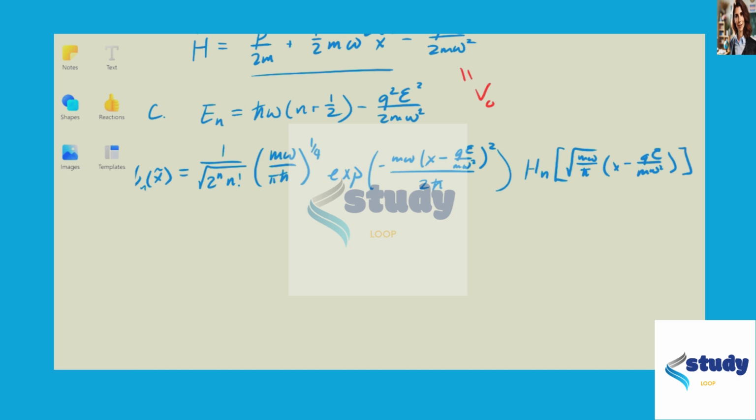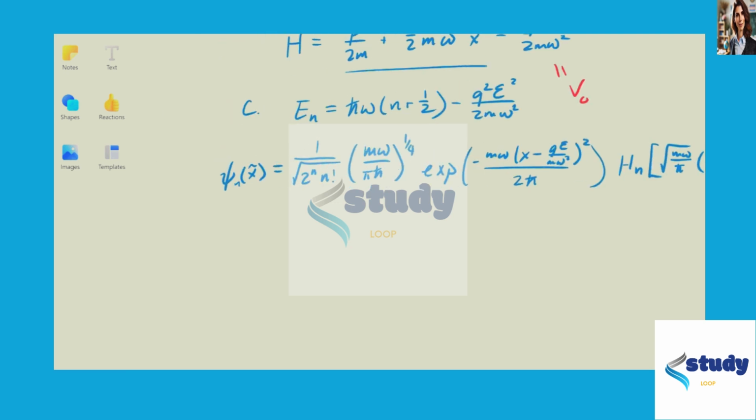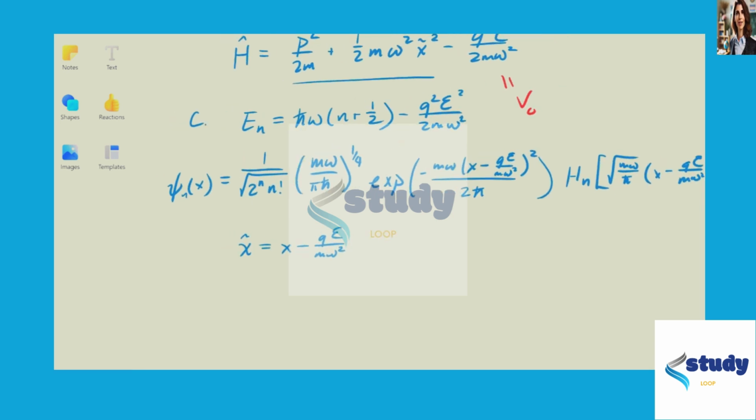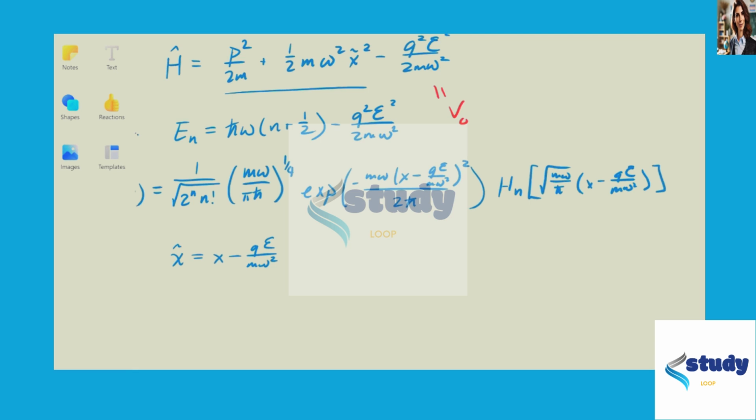If you want to write it in terms of x tilde, which I should have actually written as an x here, you'd basically just take the substitution that we wrote down earlier, which was x tilde equals x minus QE over m omega squared. Everywhere you see that, you just put an x tilde, so up in this exponential and also in this Hermite polynomial. But that's really all there is to this problem. With that trick, it's a very simple solution if you can realize how that completing the square works.